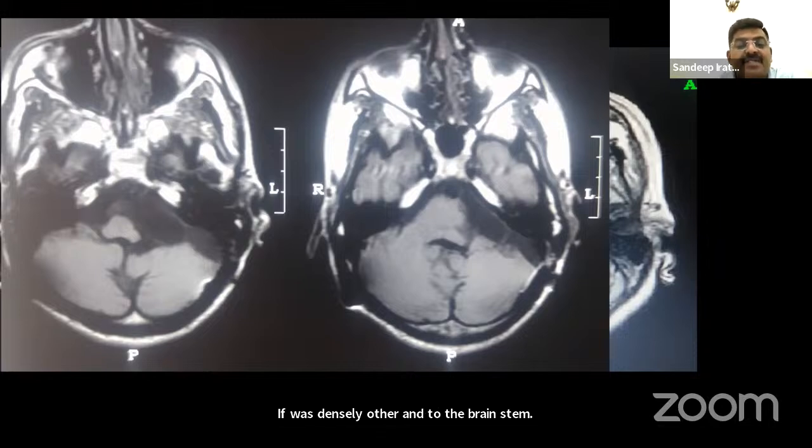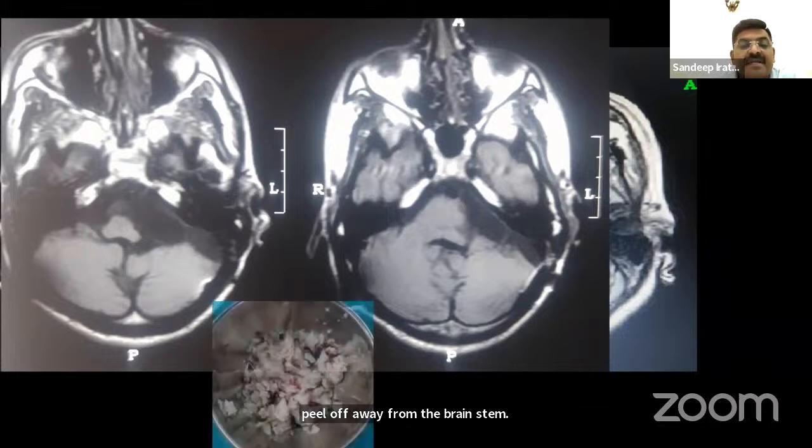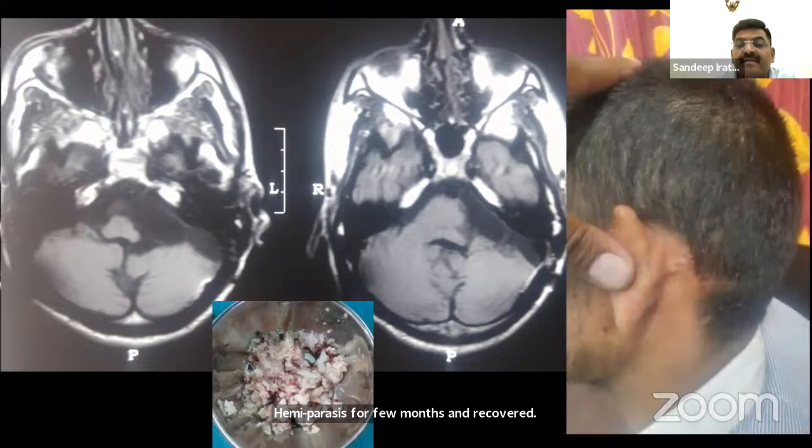This actually led to some stormy course in the post-operative period, because I was a bit more aggressive while removing the capsule of the tumor. I was trying to peel it away from the brainstem. I could remove it completely, but this patient had a hemiparesis for few months and recovered completely.